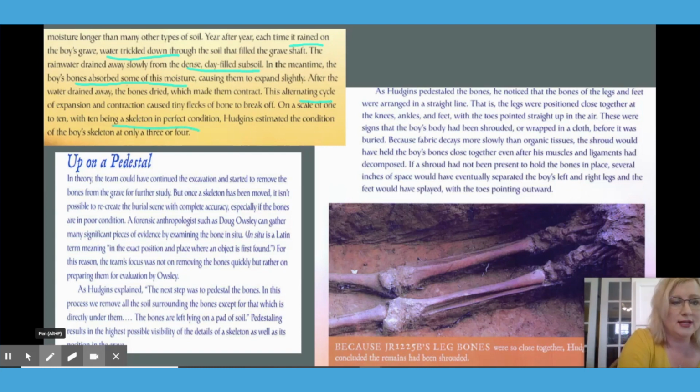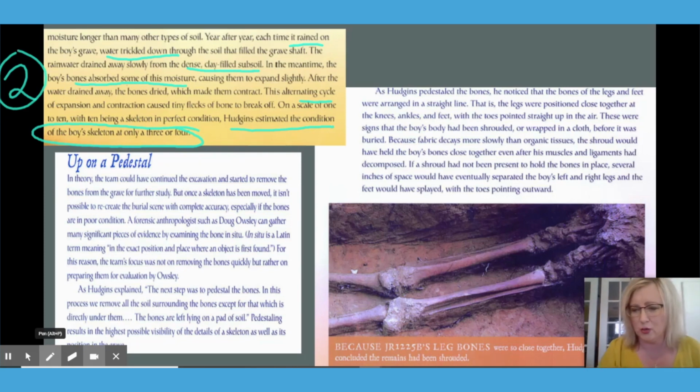And so we get to this statement that Hudgens estimated the condition of the boy's skeleton at only a 3 or 4. Well, this is a great place. If you noticed, it was pretty much a whole paragraph describing that process. And this could be a great place for a level 2 question. Why, and that would be really easy to just throw it in right here, why did Hudgens estimate the condition of the skeleton at only a 3 or 4? Well, they could condense this entire paragraph for a lovely level 2 answer.